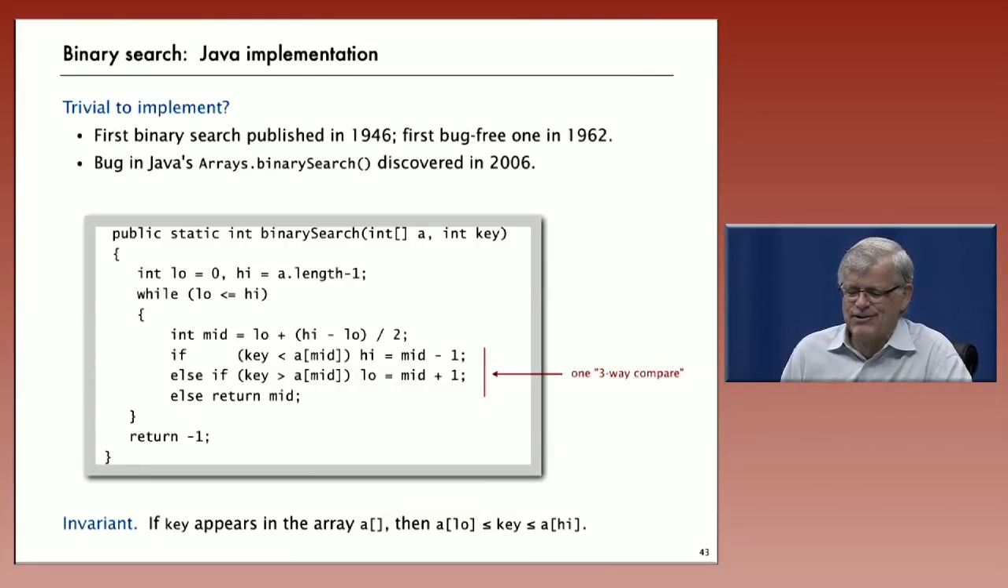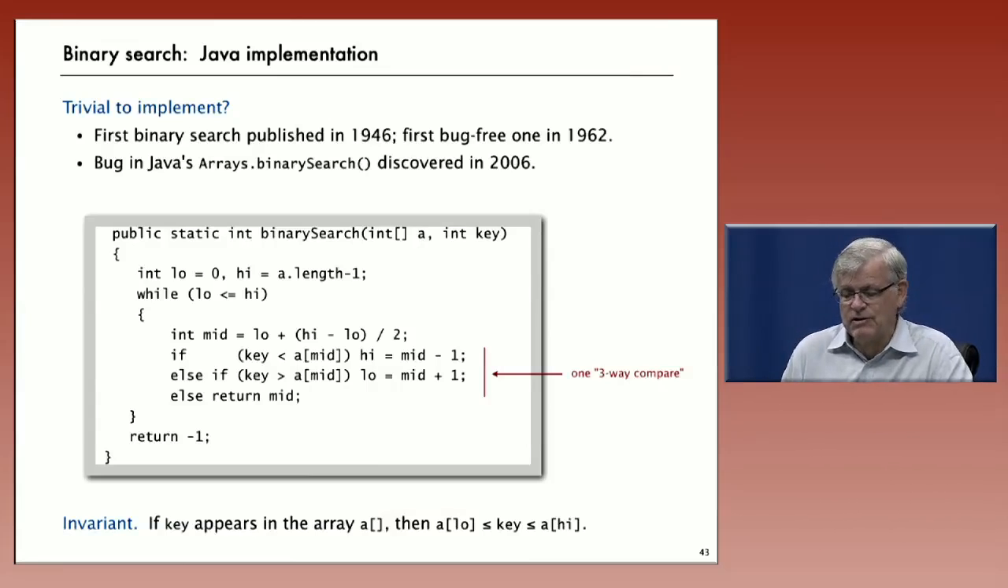Binary search, although it's a simple algorithm, it's notoriously tricky to get every detail right. In fact, one paper claimed that the first bug-free binary search wasn't published until 1962. And even in 2006, a bug was found in Java's implementation of binary search. Just an indication of the care that we have to take in developing algorithms, especially for libraries that are going to be used by millions of people.